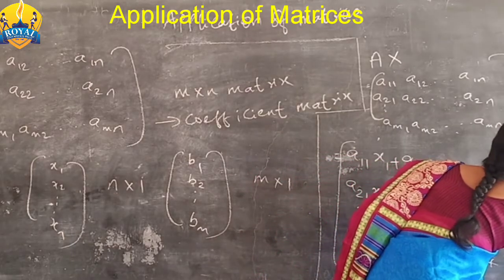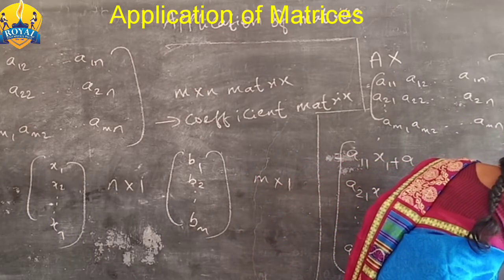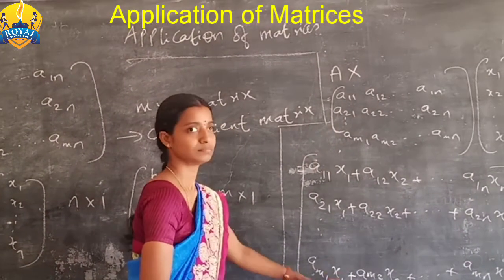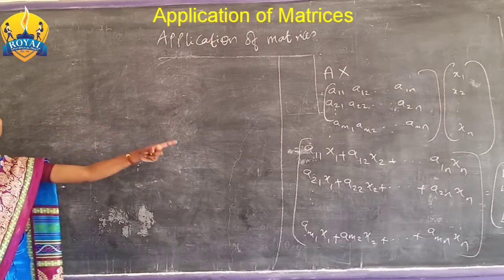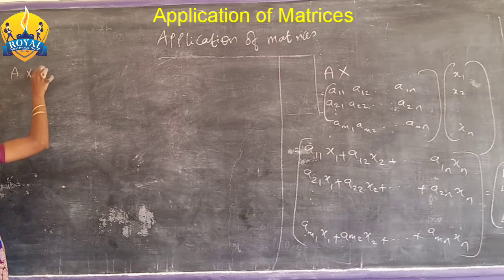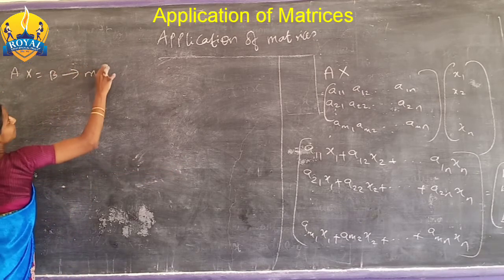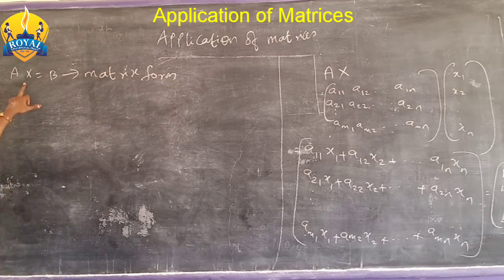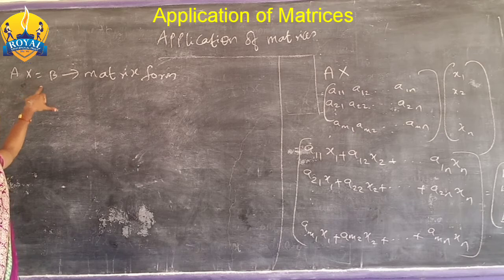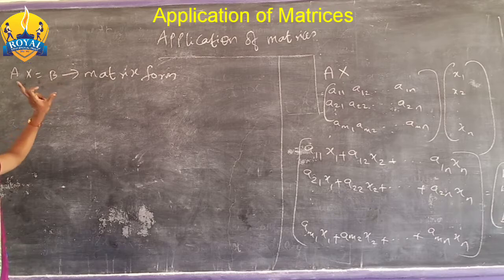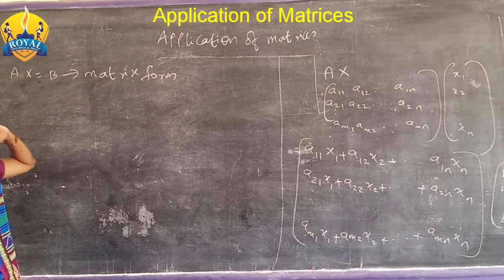That is equal to my matrix B, B1, B2, etc. Now I have multiplied matrix A along with matrix X. So now I have AX equal to B. Now this is my matrix form, where the matrix A is called the coefficient matrix and matrix X, x1 to xn, is the unknown value that we are going to solve, and B is called the constant matrix. This is called matrix form.